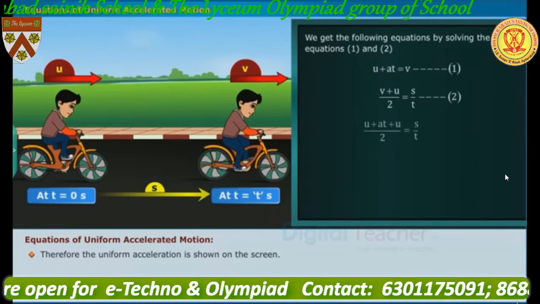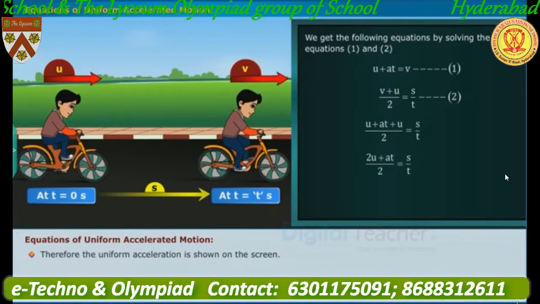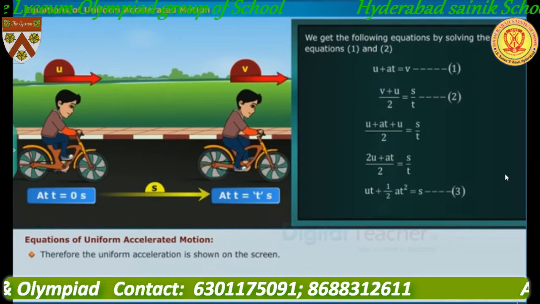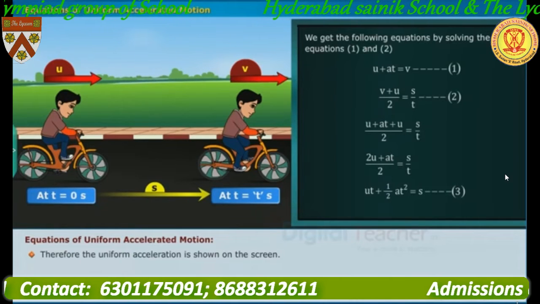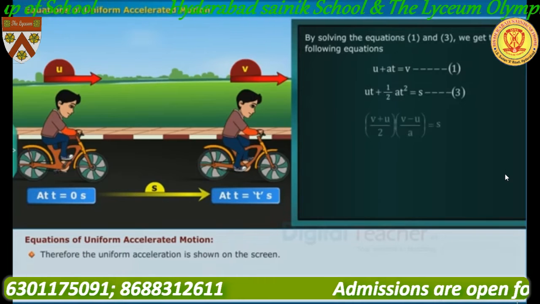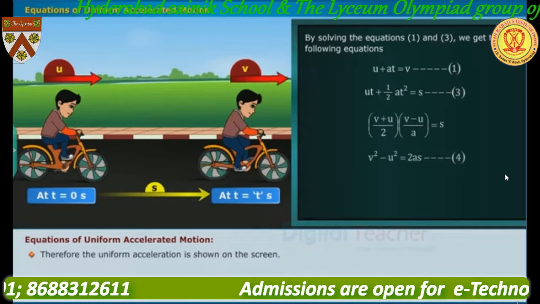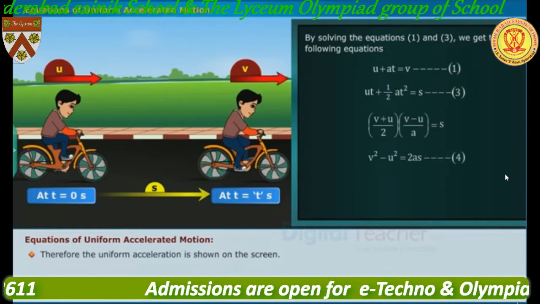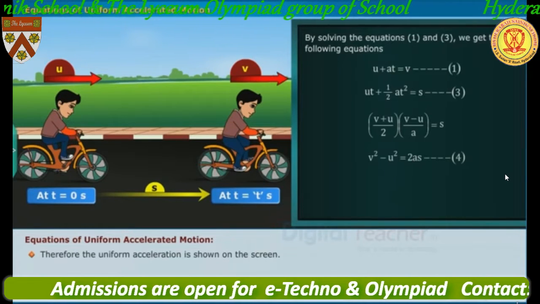We get the following equations by solving equations 1 and 2. Here, we get the equation ut plus half at square is equal to s. Consider it as equation number 3. By solving equations 1 and 3, we get the following equations. Finally, we get the equation v square minus u square is equal to 2as. Consider it as equation number 4.